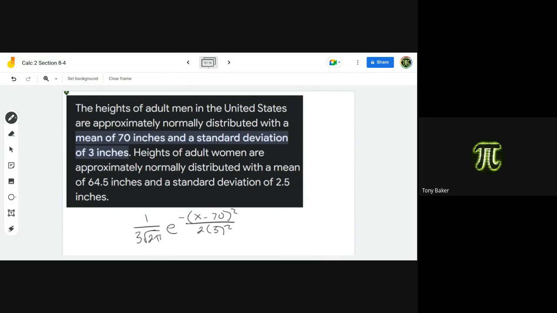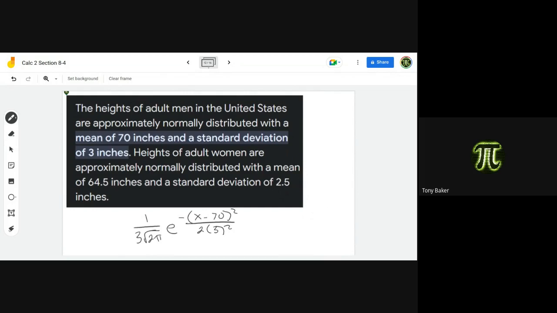Would you have to do 2 different integrations for the 2 different populations? Yeah. And it's not working. Why is it not working? Oh, because it's way over there. That's why. I'm like, why is my bell curve not working? Because it's not at 0.